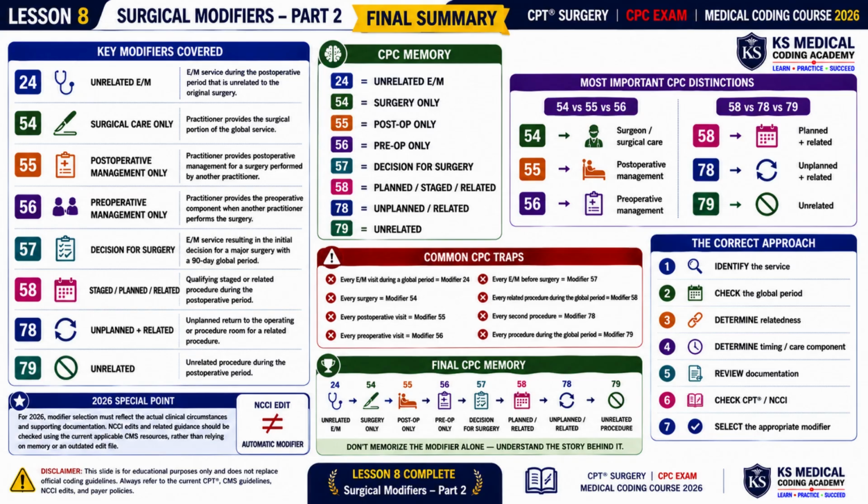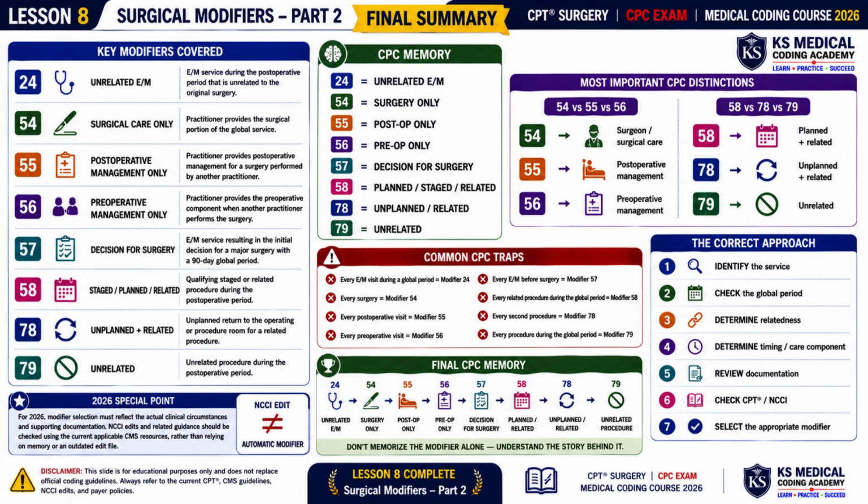Let's review Lesson 8, Surgical Modifiers, Part 2. We covered 8 important modifiers. Modifier 24 means an unrelated EM service during the postoperative period. Modifier 54 means surgical care only. Modifier 55 means postoperative management only. Modifier 56 means preoperative management only. Modifier 57 means the EM service resulted in the initial decision for major surgery. Modifier 58 means a planned, staged, or qualifying related procedure during the postoperative period. Modifier 78 means an unplanned return for a related procedure. And modifier 79 means an unrelated procedure during the postoperative period.